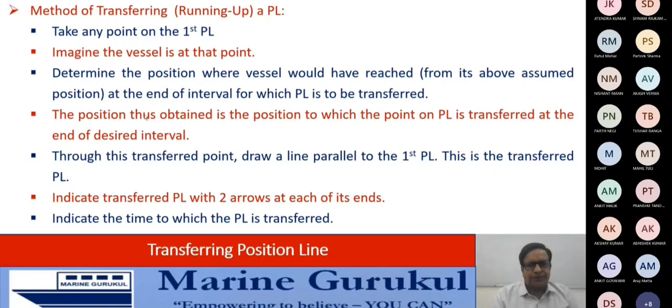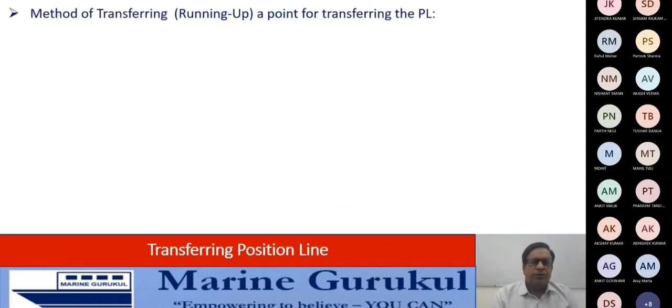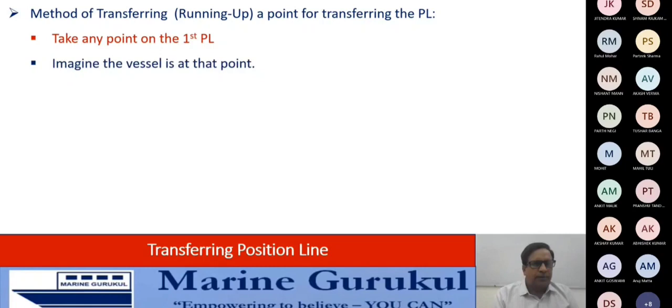Okay, let's move ahead. So now the only thing we need to know is how do we transfer the assumed point on the first PL. Of course, we take any point. The point can be any point of your choice. We imagine the vessel to be at that point, as already said earlier.